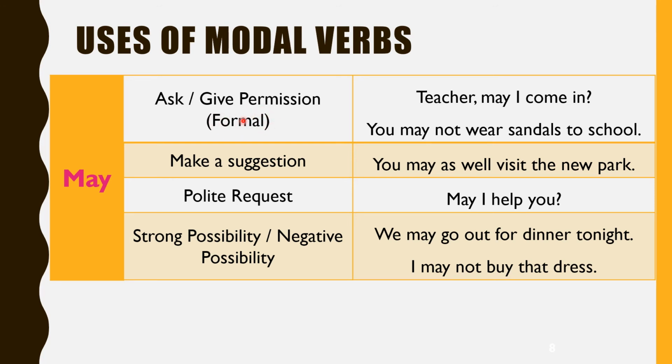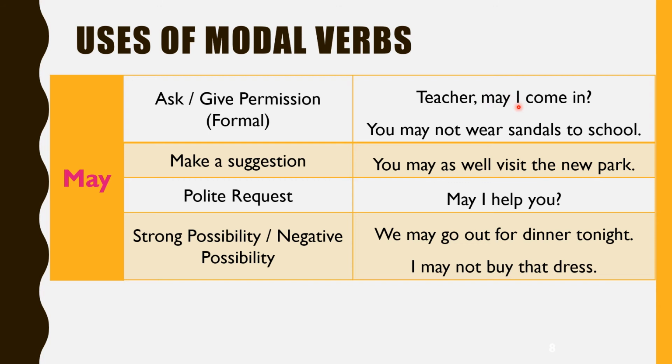Now, first one, ask or give permission in a formal situation. The person we are addressing is a higher authority, in an office situation, or in a school situation, or in a university situation. So if we address somebody who is senior to us, then we use may. Teacher, may I come in? So one more thing to remember here, to ask permission, may will be used only if the pronoun is I.